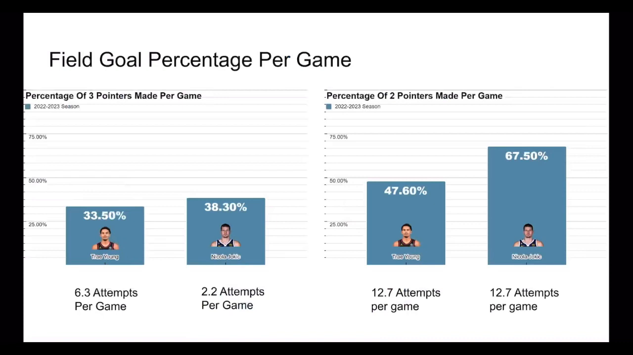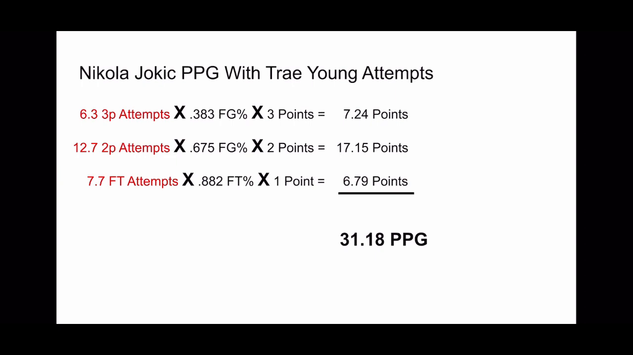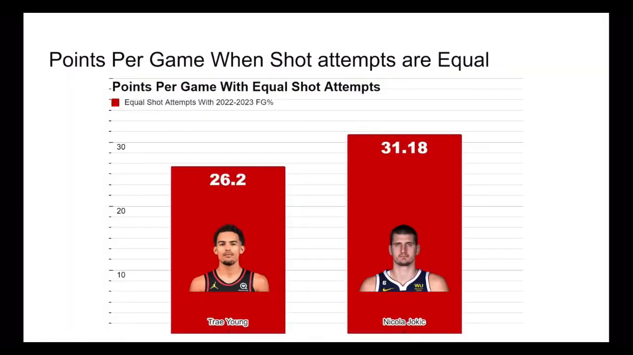Now what we could do is see how many points per game Nikola Jokic would average with the same attempts as Trae Young. So we can take Trae Young's attempts from three, two, and from the free throw, multiply it with the field goal percentage and free throw percentage of Nikola Jokic, and then multiply by the amount of points that were awarded for each shot made. We can see that Nikola Jokic's new points per game average would be 31.18.